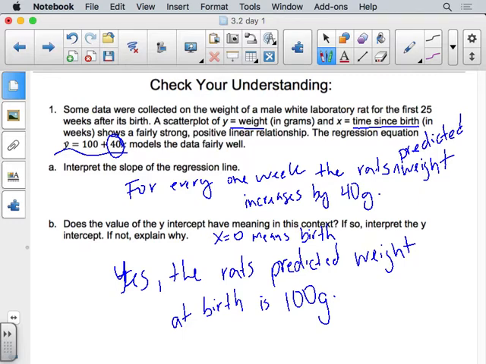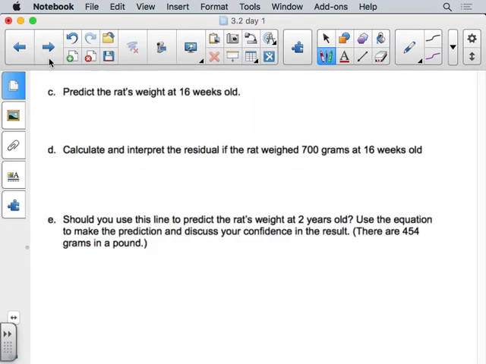All right, let's keep moving. So the predicted, I think, is like 740. When you do 100 plus 40 times 16, I think you get 740. So the predicted weight, you could even say something like y hat equals 740 grams. Okay, calculate and interpret the residual of the rat weighing 700 grams at 16 weeks old.